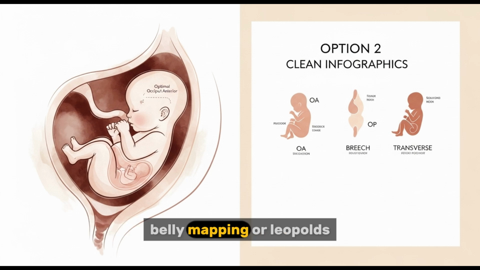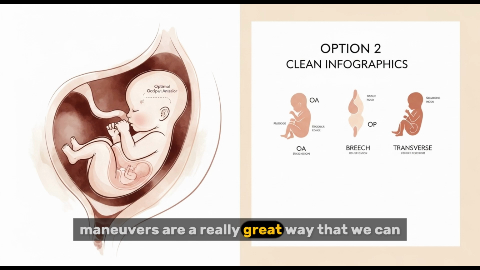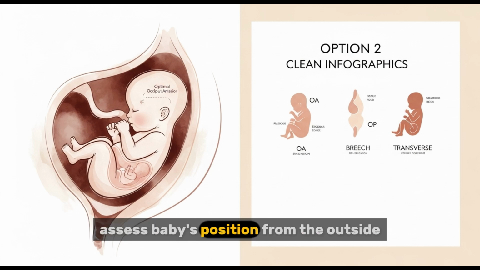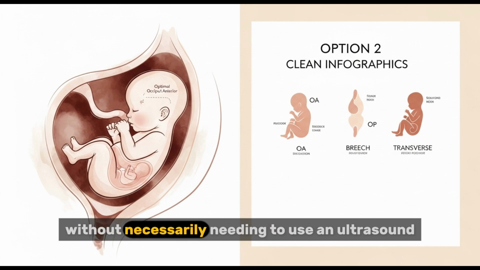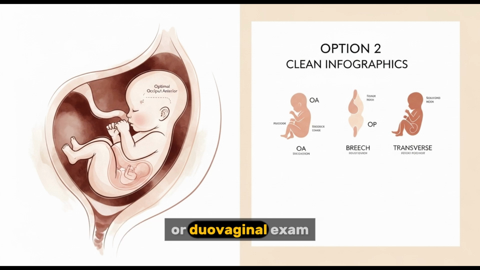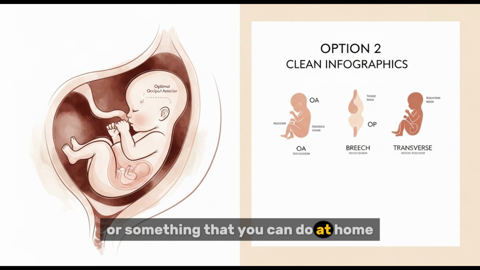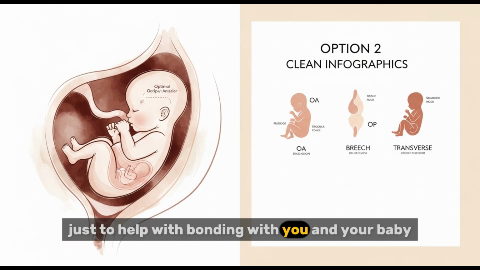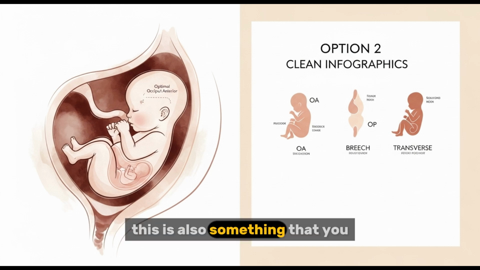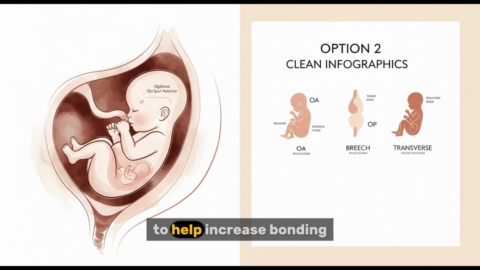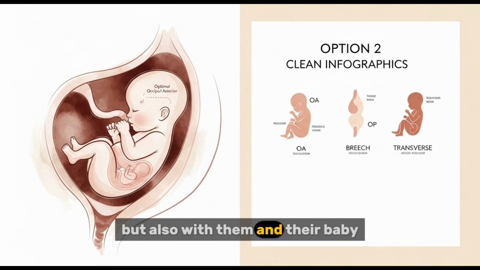So belly mapping or Leopold's maneuvers are a really great way that we can assess baby's position from the outside without necessarily needing to use an ultrasound or do a vaginal exam. This can be done during pregnancy or even during labor, or something that you can do at home just to help with bonding with you and your baby. This is also something that you can do with your partners to help increase bonding not just between the two of you, but also with them and their baby.